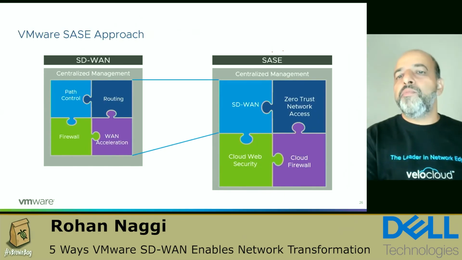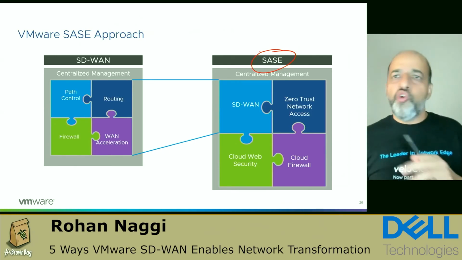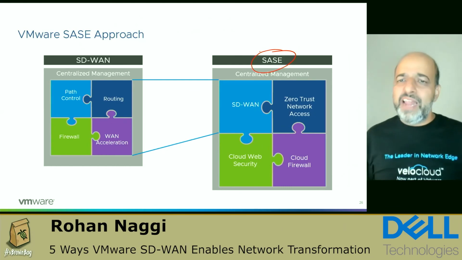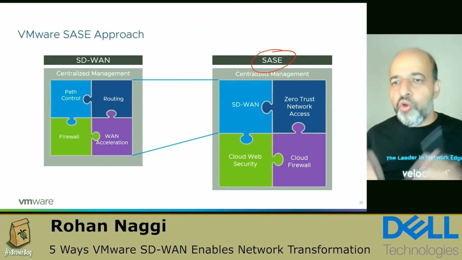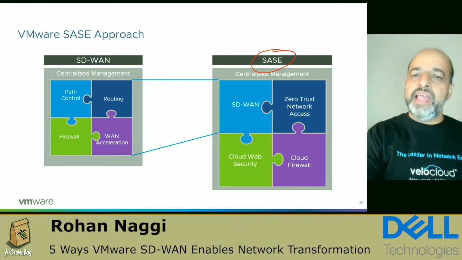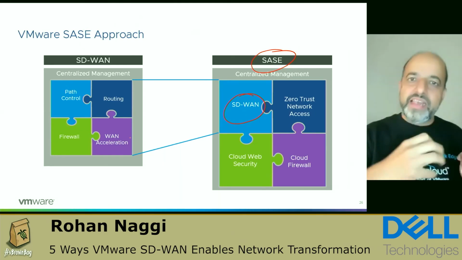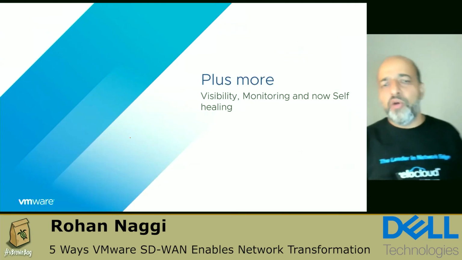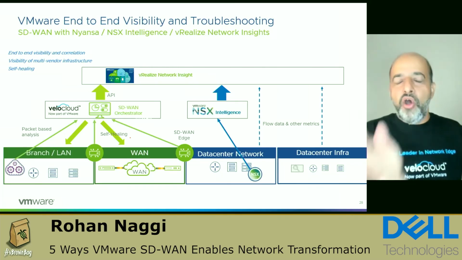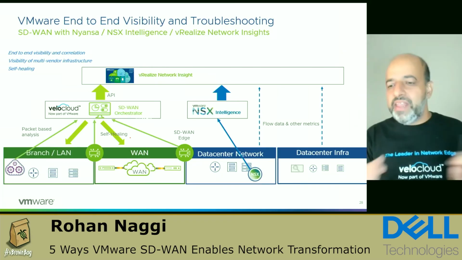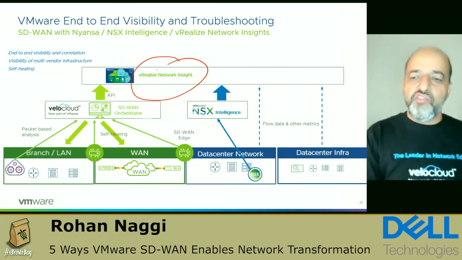And that's where the SASE approach comes into play, where you are taking the security functionality into the VMware SD-WAN gateway. So all those SASE components like DLP, CASB, Secure Web Gateway, Web Application Firewall are there in the cloud, and SD-WAN will make sure that you have the WAN acceleration and connectivity to the cloud. And there is more: visibility and monitoring through Nyansa on the branch LAN side, and monitoring on the WAN side with vRealize Network Insight, what we call vRNI.